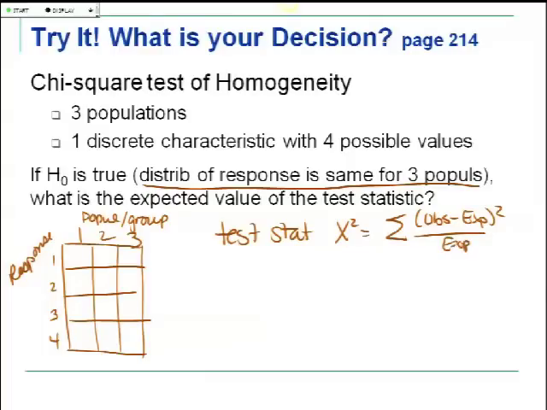But I can't compute that. I can't calculate that observed value of the test statistic. But that is my test statistic. And I want to know what's the expected value of that statistic if H-naught's true, or what's the distribution of this statistic if H-naught's true. If H-naught's true, this x squared follows, or has, what kind of distribution are we working with now? A chi-square distribution with a certain degrees of freedom.